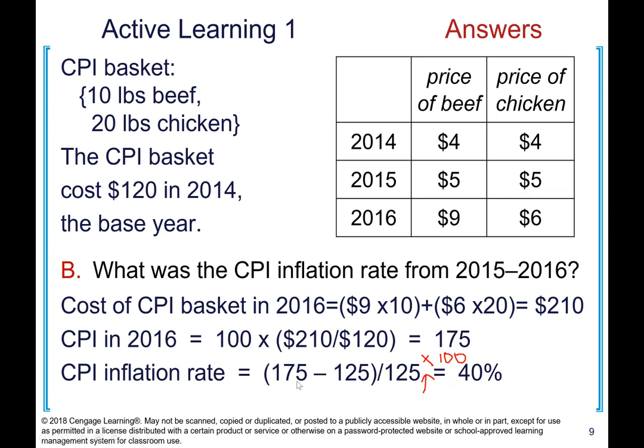Inflation rate was current CPI, which is CPI for 2016, minus previous CPI, which we calculated in A, and that was 125, that was CPI for 2015, divided by 125. This slide left out 100. You have to multiply by 100. So you might want to put 100 there, and that is how you get 40%. Okay.